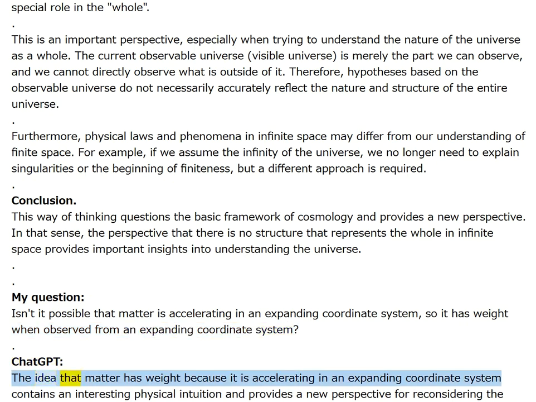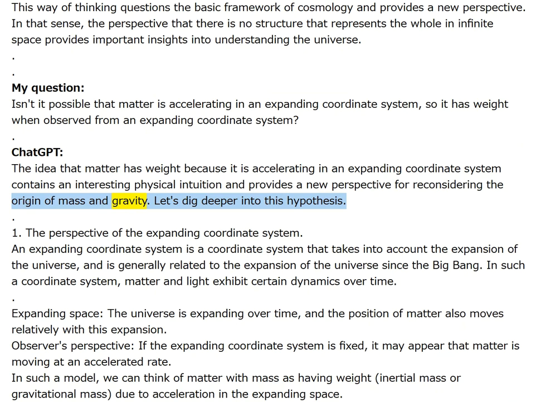ChatGPT: The idea that matter has weight because it is accelerating in an expanding coordinate system contains an interesting physical intuition and provides a new perspective for reconsidering the origin of mass and gravity. Let's dig deeper into this hypothesis. 1. The perspective of the expanding coordinate system.